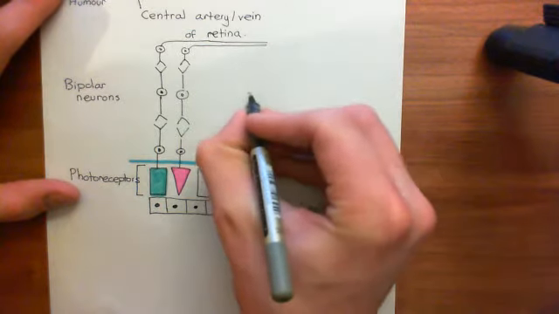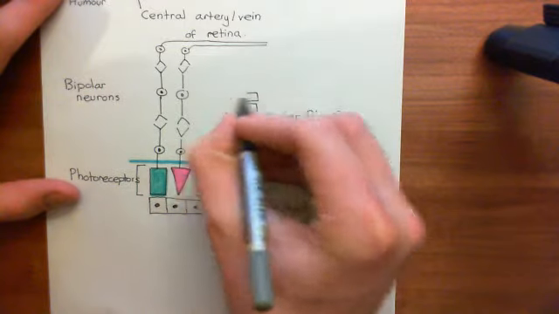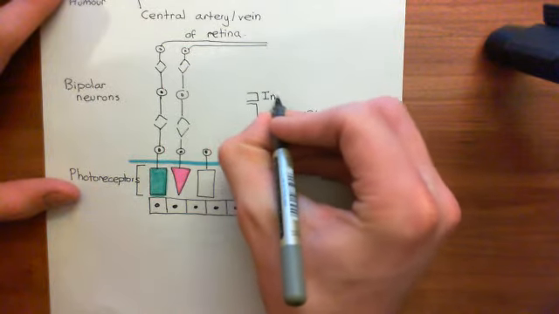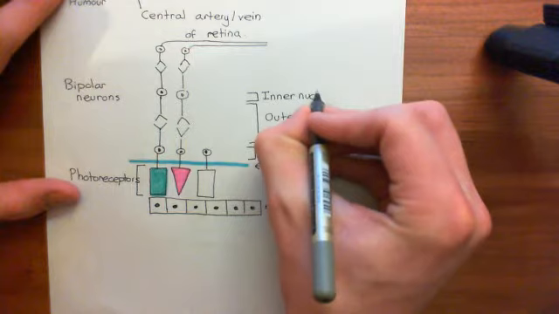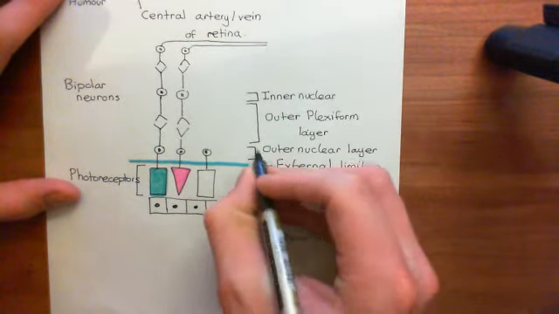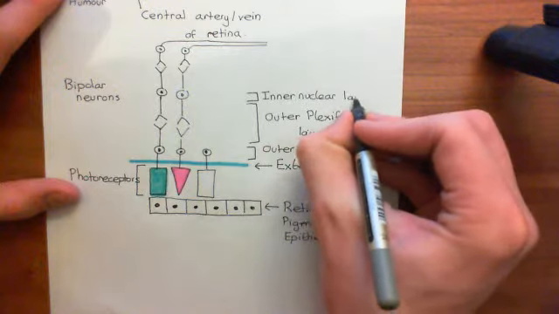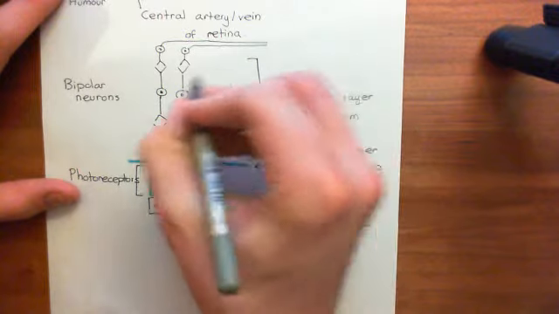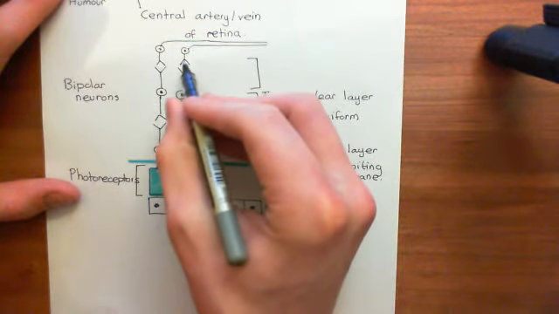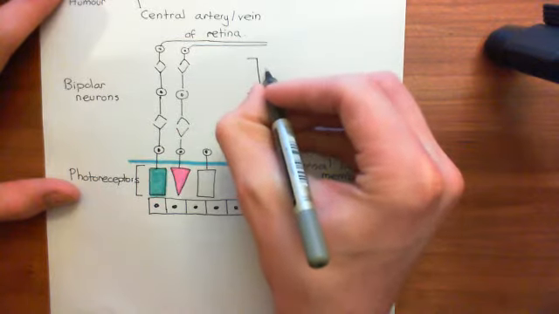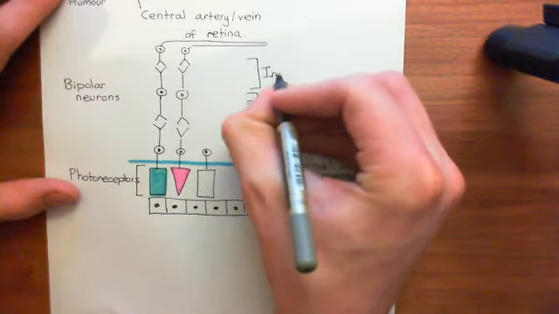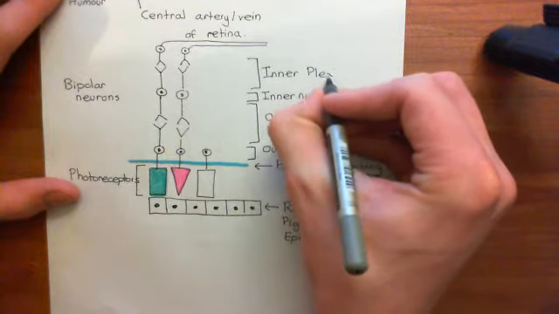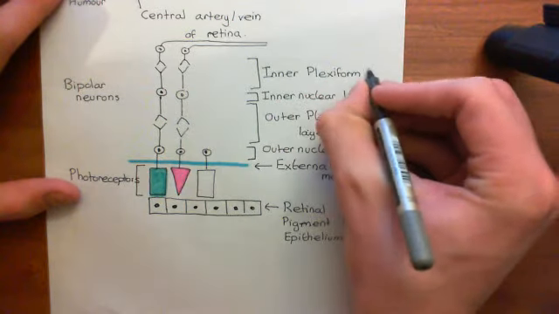After the outer plexiform layer, you then have another layer of cell bodies, which is the cell bodies of the bipolar neurons. This is called the inner nuclear layer. It's closer to the vitreous chamber than the outer nuclear layer, and therefore it's called the inner nuclear layer. After the inner nuclear layer, we have another plexiform layer, which consists of axons of the bipolar neurons synapsing with axons of the ganglion cells. This is called the inner plexiform layer, again because we're getting closer to the innermost aspect of the eye.